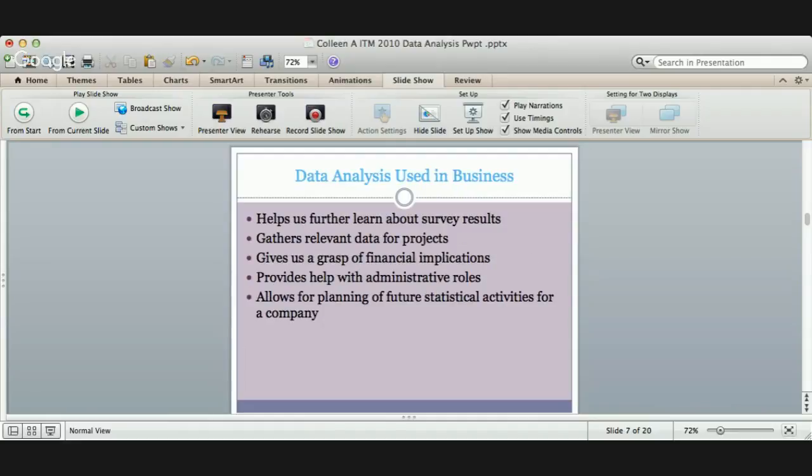Data analysis is generally used a lot in business because it helps us further learn about survey results. It helps us gather relevant data for projects, and this is basically financial or operational means. It gives us a grasp of, as I said earlier, financial implications, provides help with administrative roles, and also allows for planning the future with statistical activities.